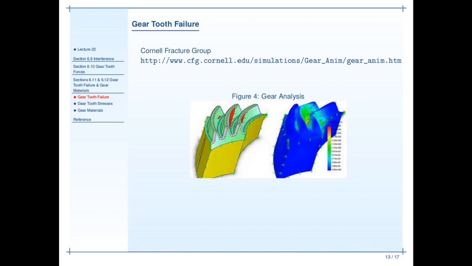Generally, this is coming from the bending stress on the tooth, and as we just talked about, the torque going through the gear is the product of the tangential force and the radius. That tangential force is what causes the bending stress on the tooth.